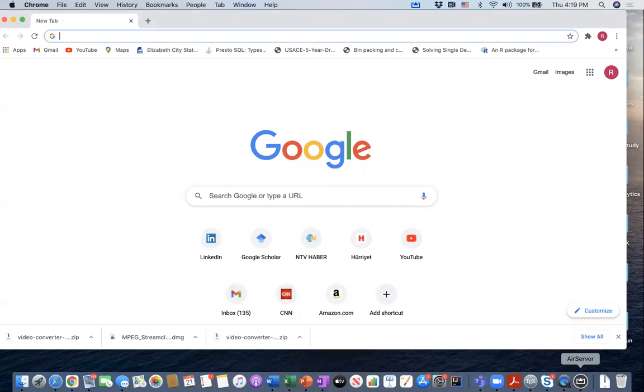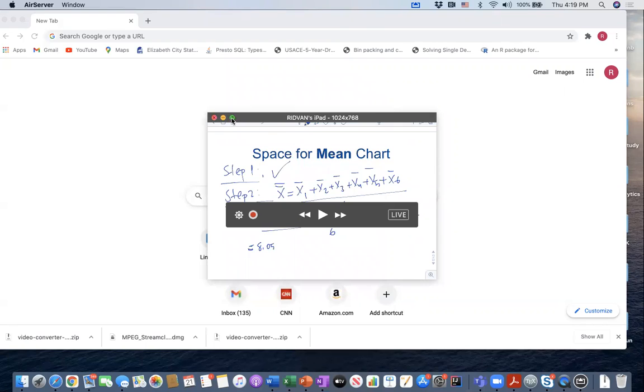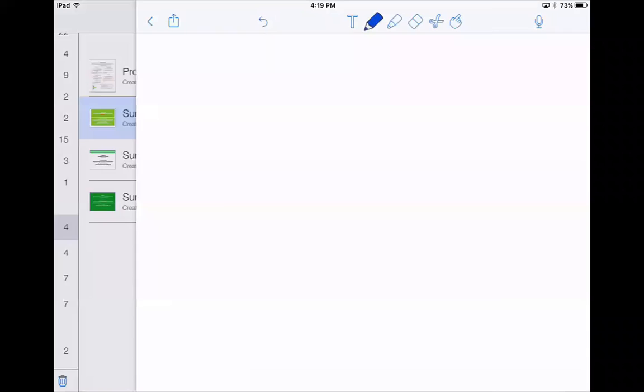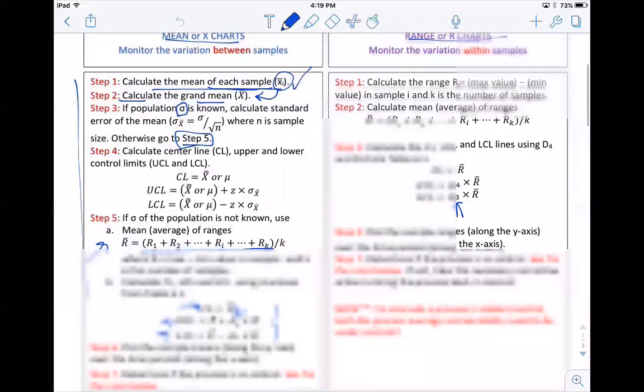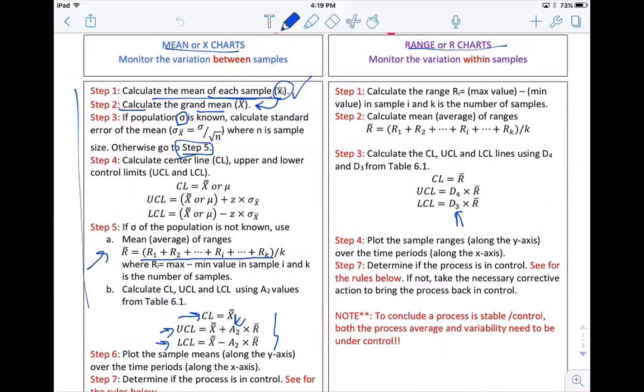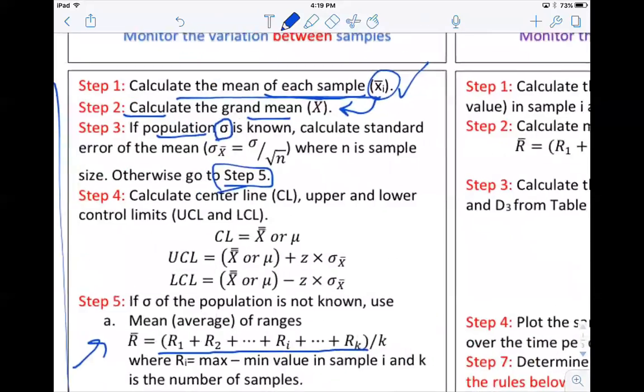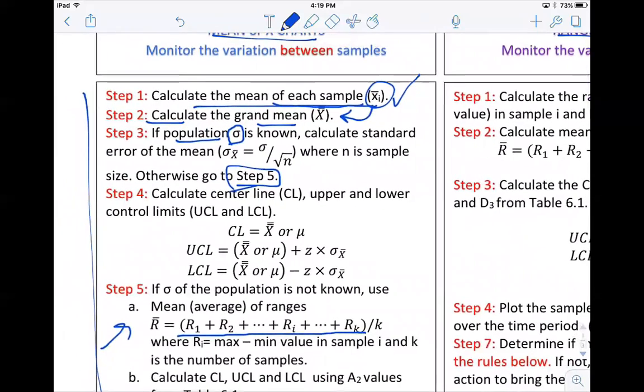So let's go back to step 3. All right, what does it tell us? Step 3 tells us that if I do know population sigma, which in this case I do not, then I would just calculate the sigma x bar by dividing the sigma by the square root of n. In this case, n is the sample size, which is 8. Square root of 8 is a fractional number. In this case, I don't know that, so the direction is for me to go to step 5.